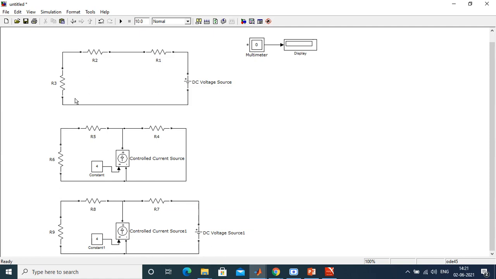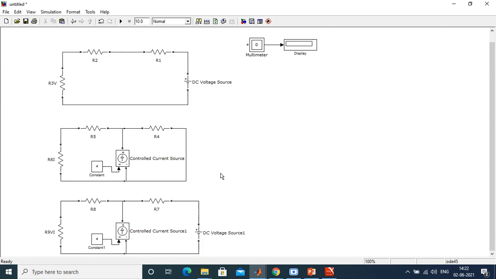So now here the branch response I need. So here I will name it as R3V. Why? Because this is the response due to the voltage source. So from the voltage source. Next here this is R6I I need. Next, here this is R9VI, both the responses.